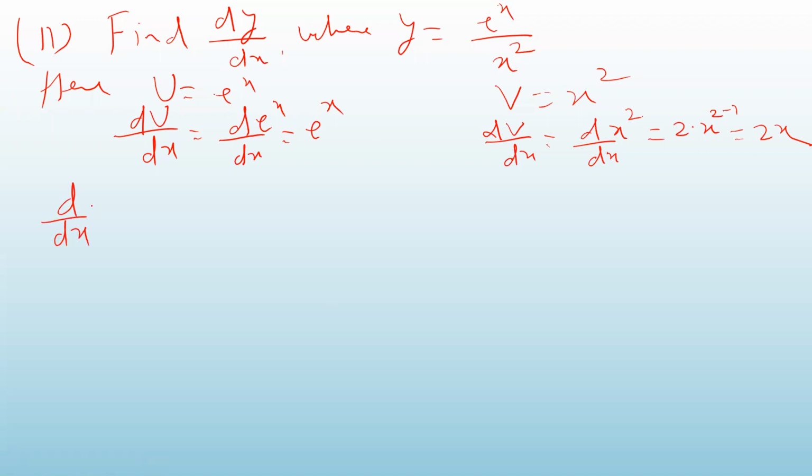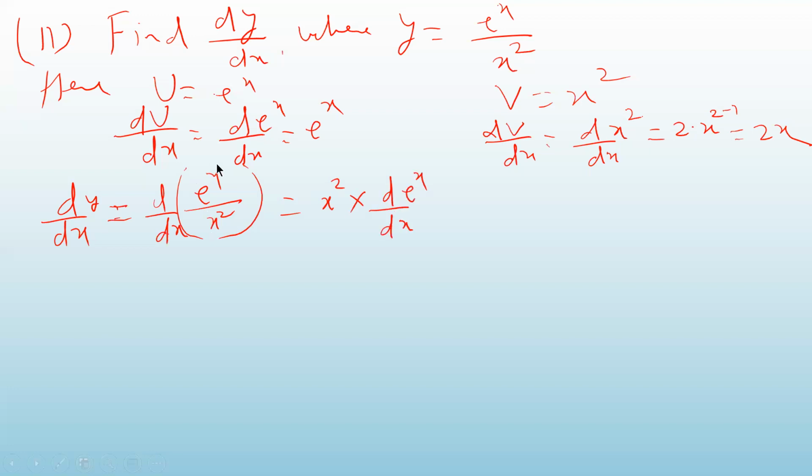So what is derivative of y? Y meaning e raised to x divided by x square. So what does your rule say? V, meaning the denominator, so it will be v into derivative of u. U meaning numerator, so that is e raised to x, minus u, that is e raised to x, into derivative of v. V is x square, divided by v square. So v is x square and the square of this.